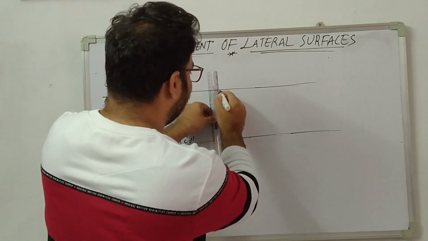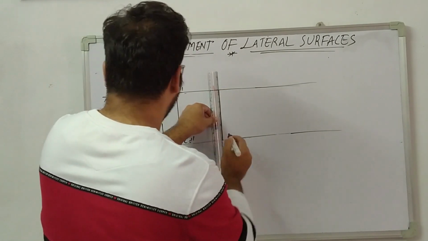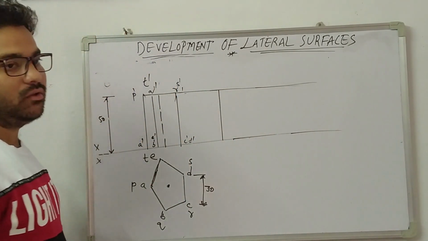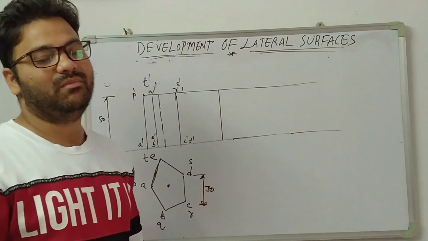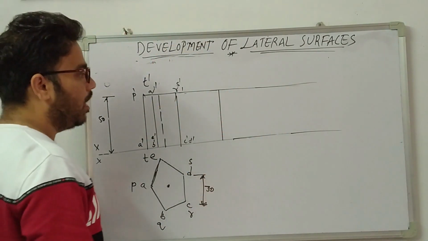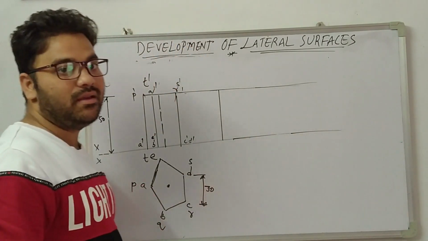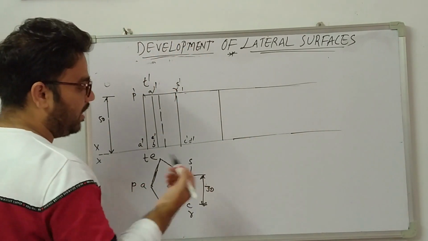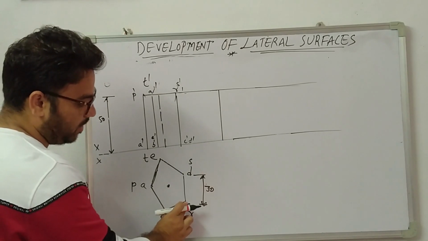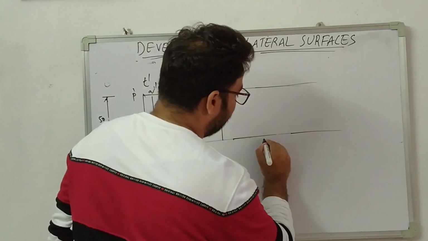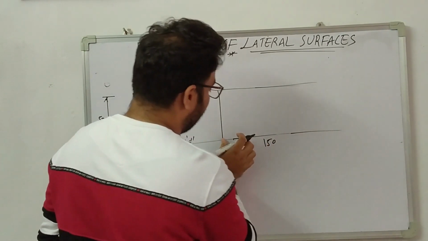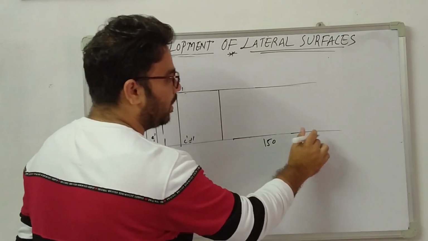What is the height of the rectangle shape? The height of the rectangle shape should be 50 mm only. If you unfold the pentagon prism, you will get the height 50 mm only. And what is this length? The length should be 150 mm. Why? The side is how much? 30, 30, 30, 30. So 5 into 30 is 150. So from here onwards, you measure 150 mm and cut it.